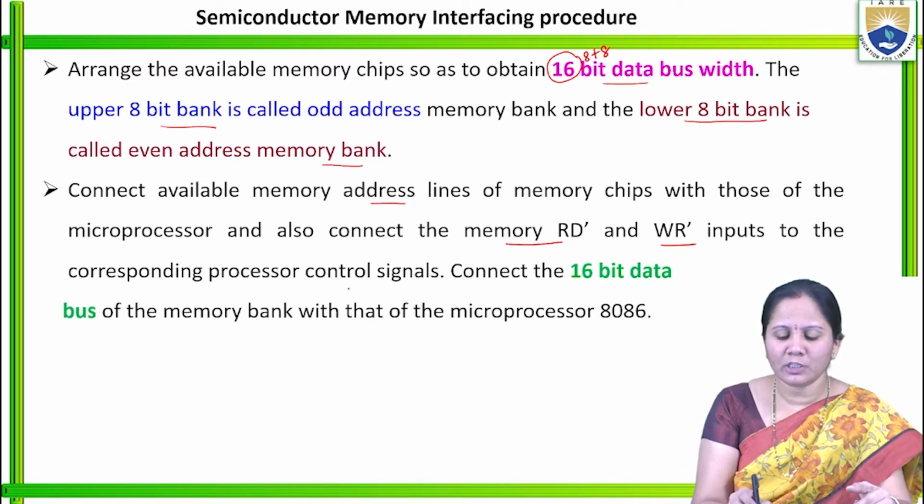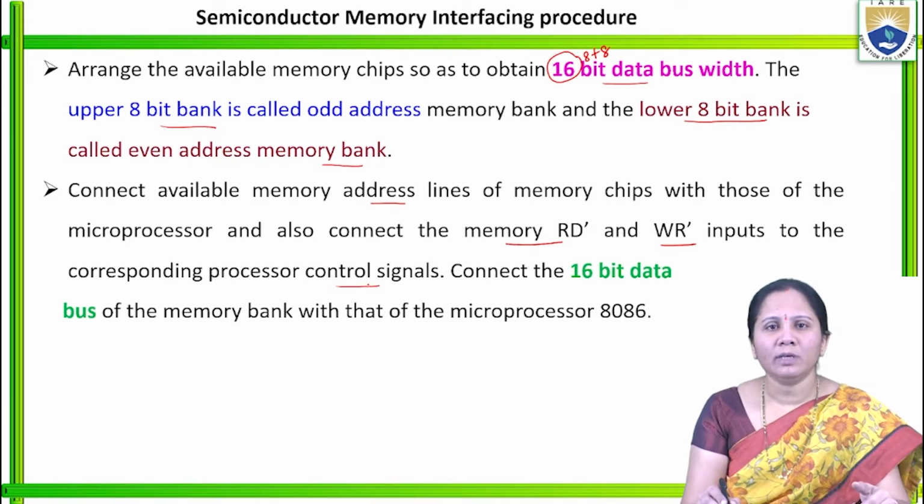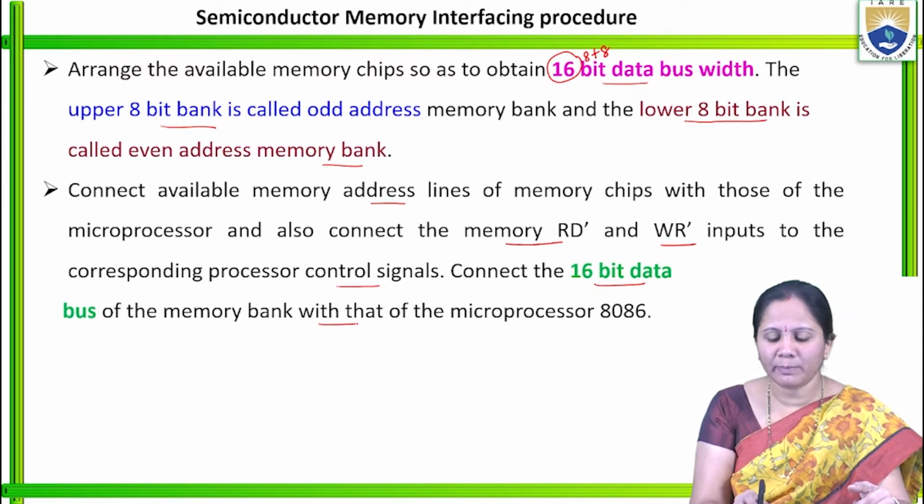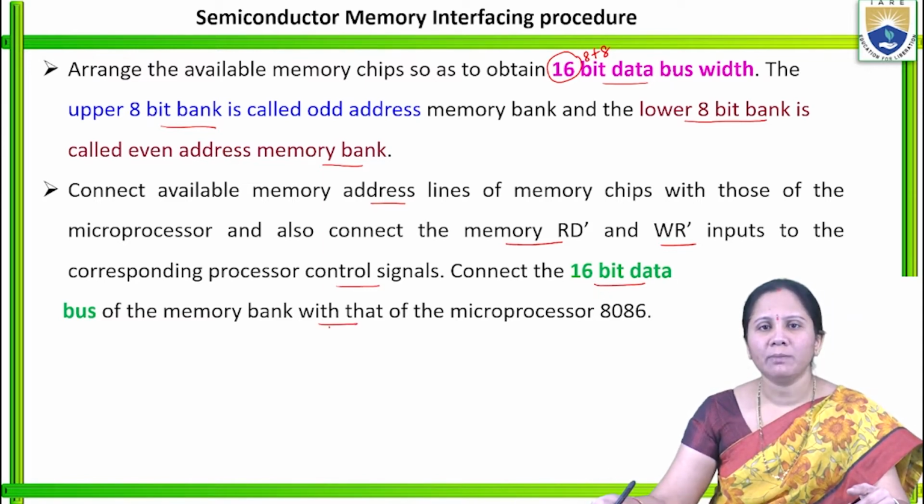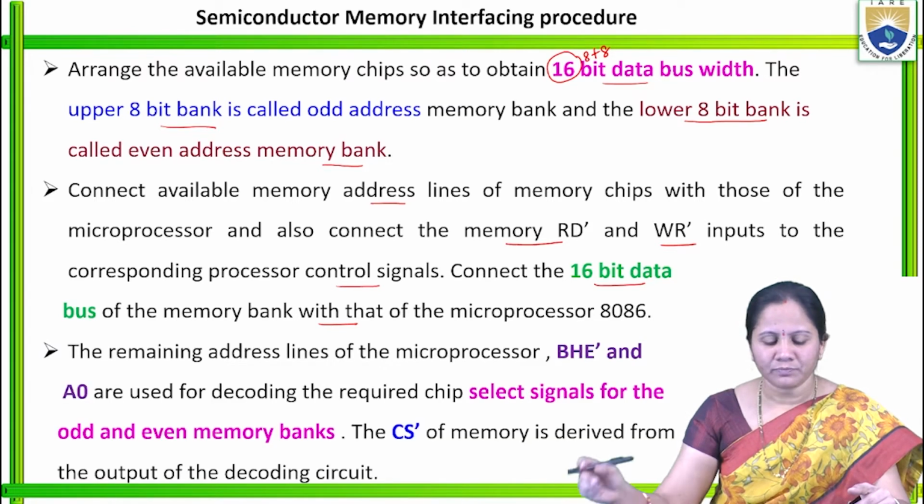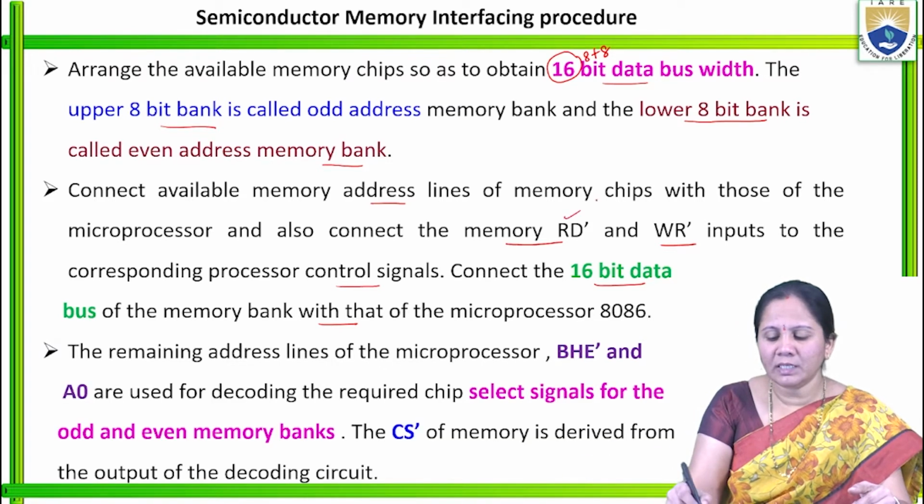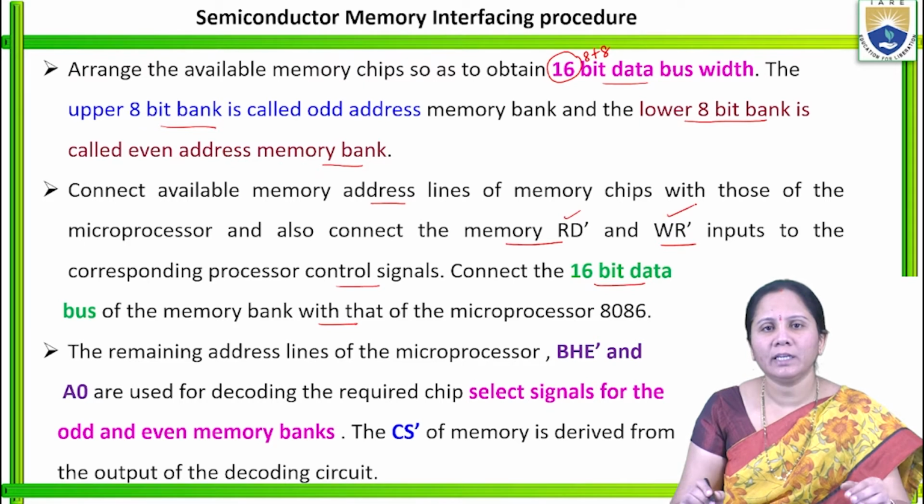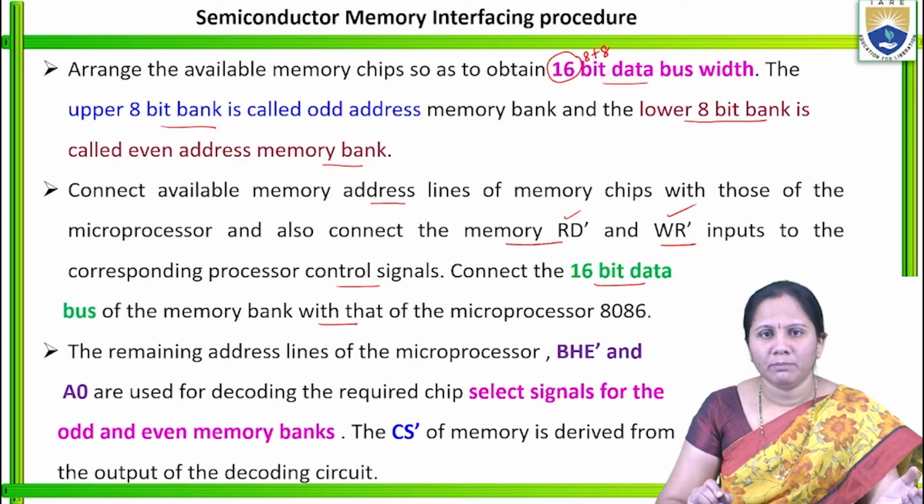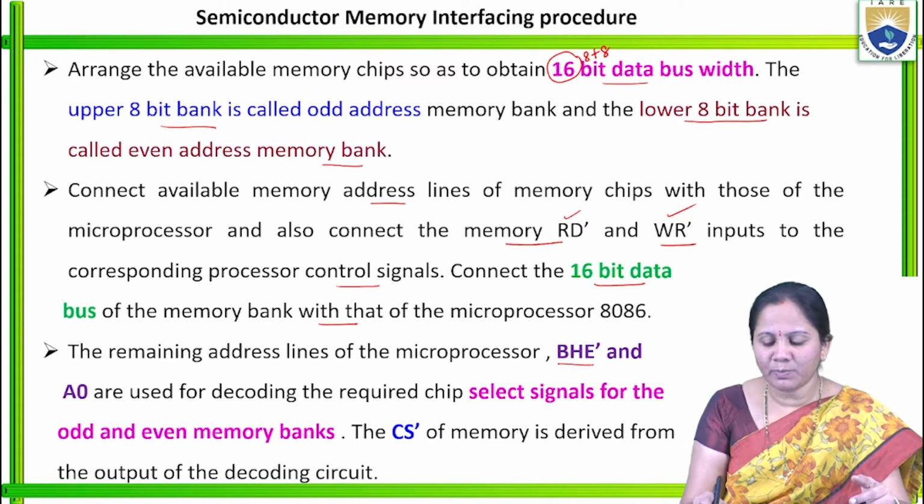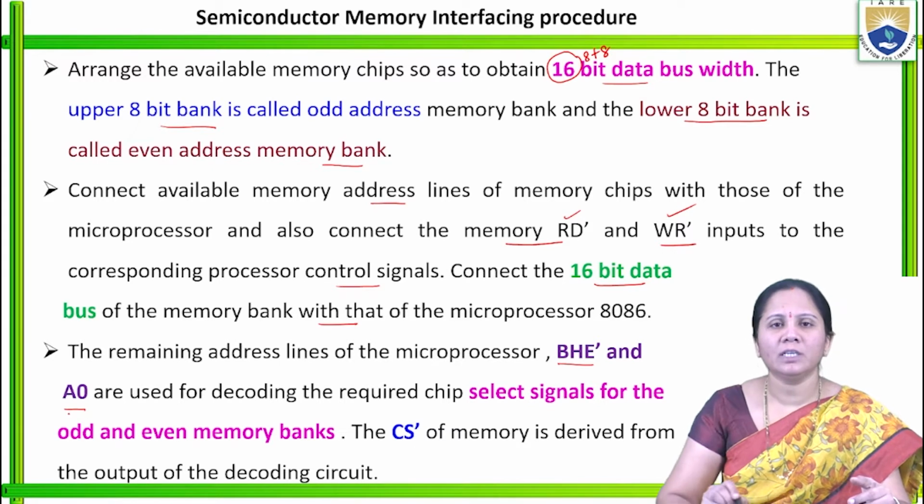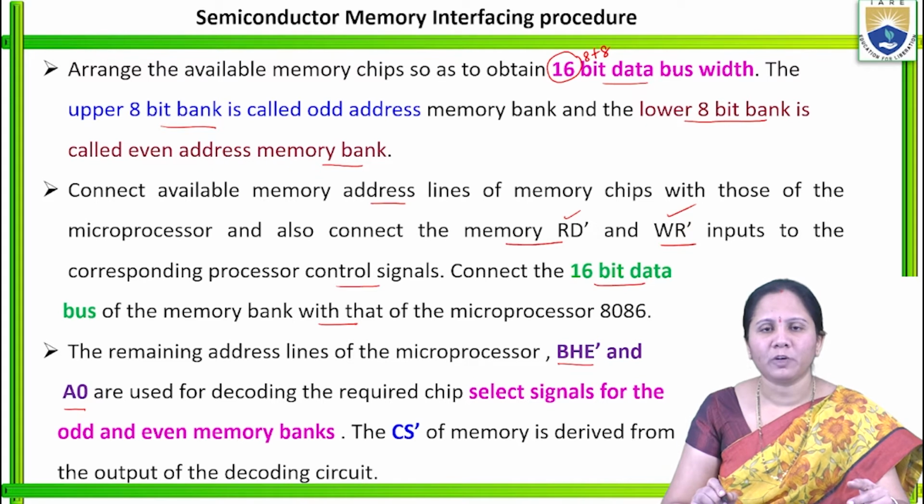These two signals should be connected to the microprocessor. Then connect the 16-bit data bus of the memory bank with the 8086 microprocessor. After considering the read and write signals and connecting the two memories to the 8086 microprocessor, next we have to consider the BHE bar and A0 signals of the 8086 microprocessor.